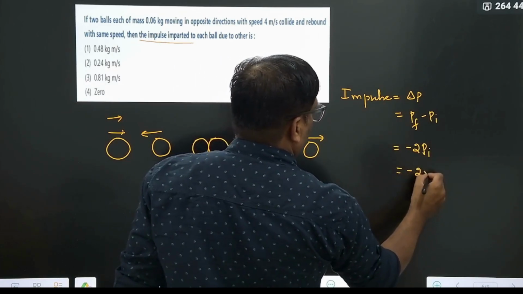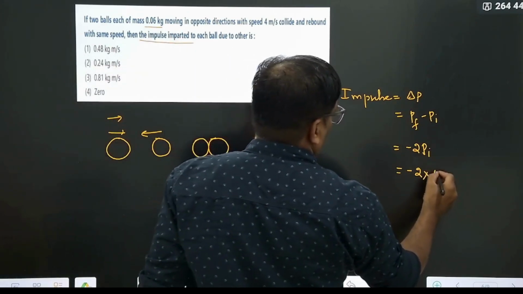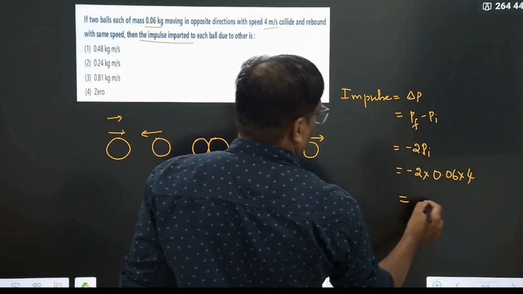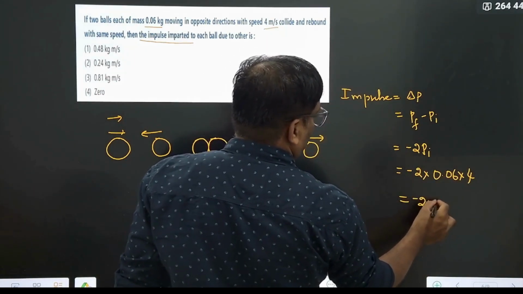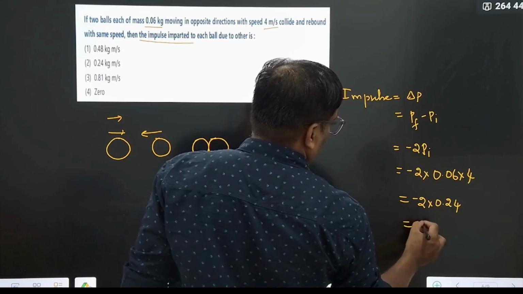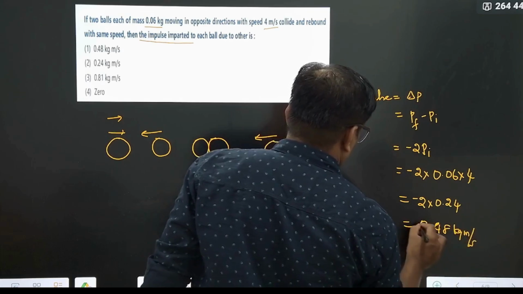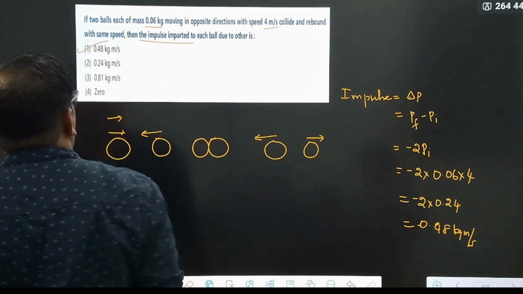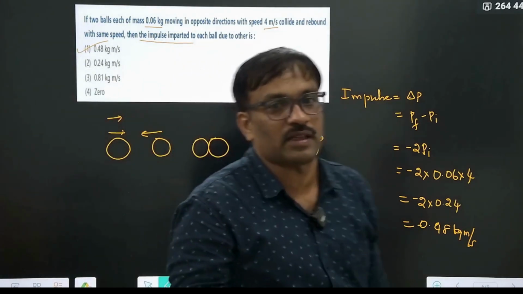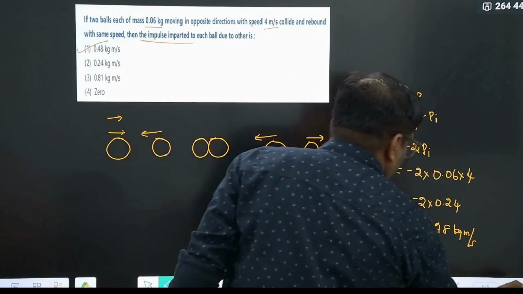So minus 2 into momentum. How much is the mass? 0.06. 0.06 into velocity, how much? 4. So minus 2 into 0.06 into 4, that is 0.48. So 0.48 kg meter per second, minus 0.48, will be your answer. Like this, understanding the question is more important, no? Right? Clearly?